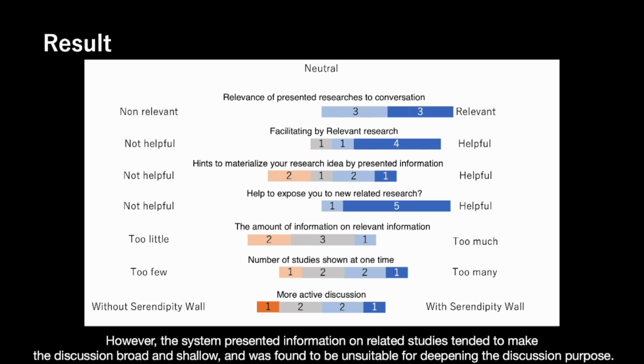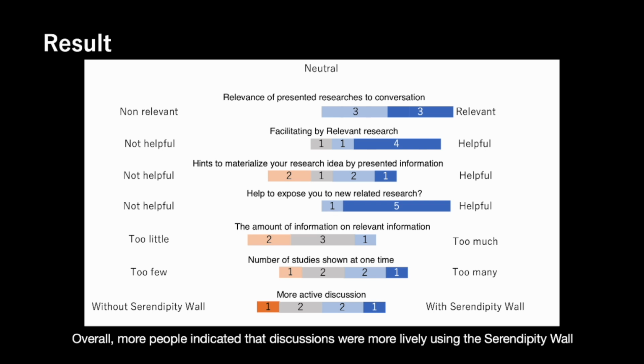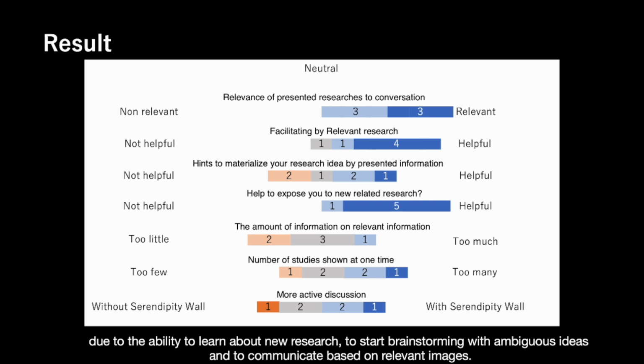However, the system presenting information on related studies tended to make the discussion broad and shallow, and was found to be unsuitable for deepening the discussion. Overall, more people indicated that discussions were more lively using the Serendipity Wall due to the ability to learn about new research, to start brainstorming with ambiguous ideas, and to communicate based on relevant images.